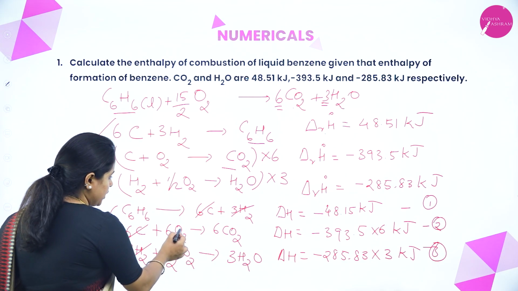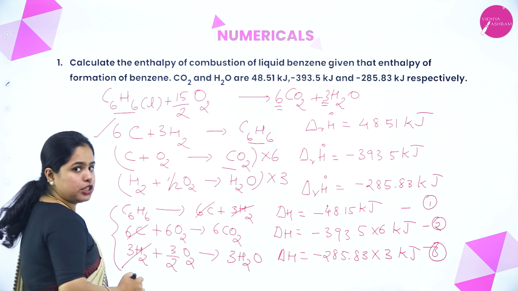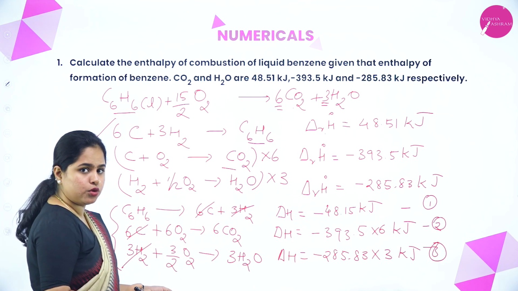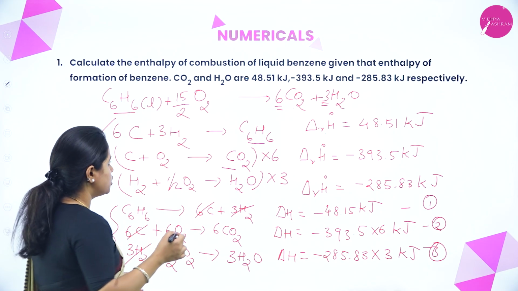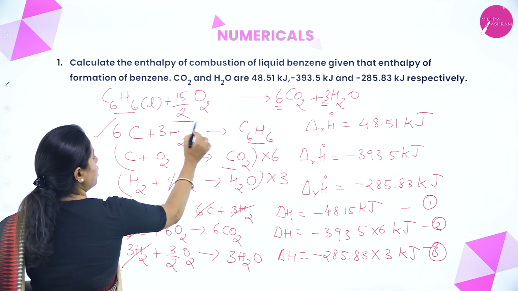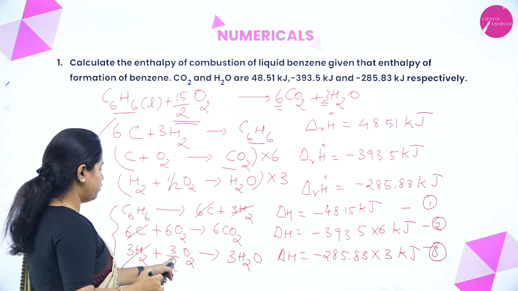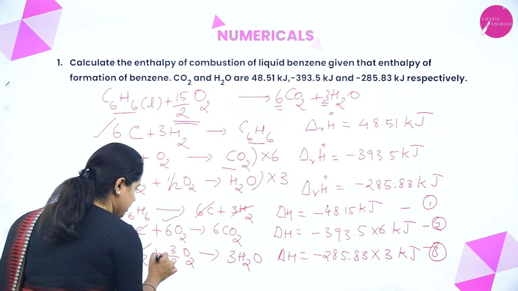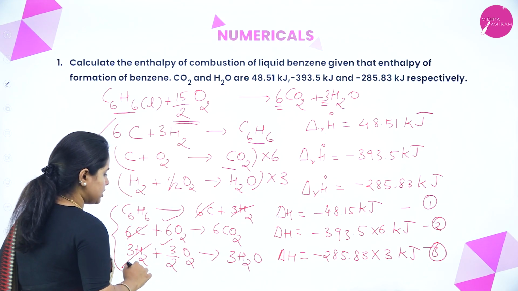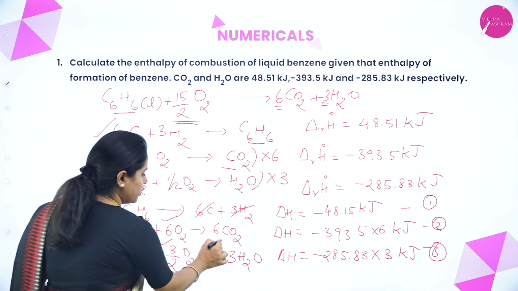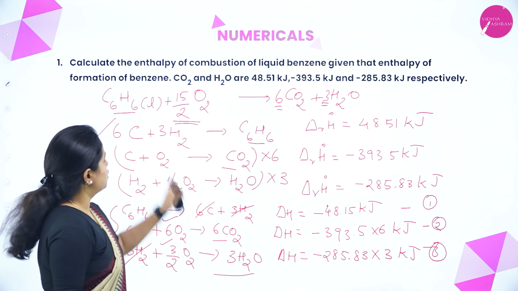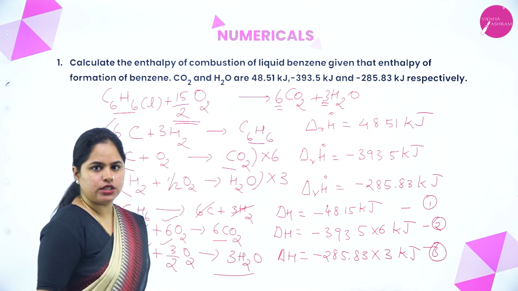Now you can see 6O2 here and 3 by 2 O2 here. And both are on the reactant side. So what do we have to do? It doesn't cancel out. You have to add it. So what is 6 plus 3 by 2? It will be 15 by 2. That is your reaction itself. So 15 by 2 O2. I am adding these two, that is 6 O2 and 3 by 2 O2. You will get 15 by 2 O2. Now what else is there? This part is done. Now you have 6 carbon dioxide and 3 H2O. That is what you can see here. So finally you obtain the equation that you want.